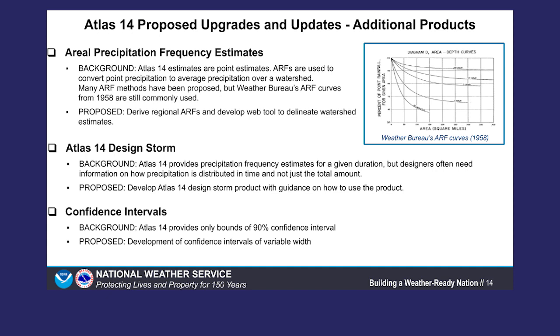While Atlas 14 provides precipitation frequency estimates for a given duration, designers are often interested in how the precipitation falls over time, and not just the total amount. Therefore, they must find a way to distribute the Atlas 14 estimates over time. Lastly, the current Atlas 14 method provides only bounds of 90% confidence interval. Several state and federal agencies indicated that other widths are of interest for their applications. Development of confidence intervals of varying width would be another enhancement.